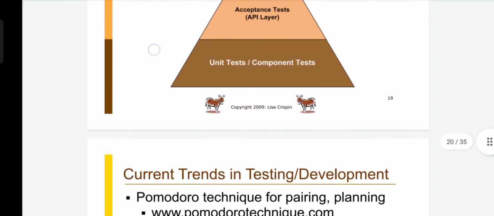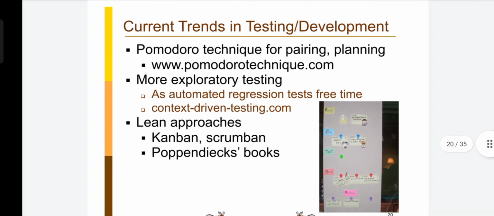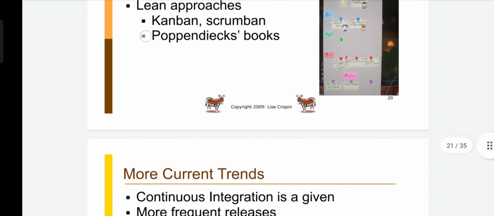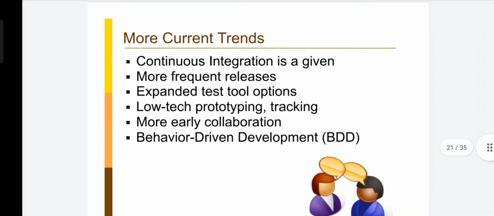Current trends in testing or development. Pomodoro technique for pairing and planning, which is on the website www.pomodorotechnique.com. More exploratory testing, lean approaches, and lots of books and websites, and more current trends are given here.